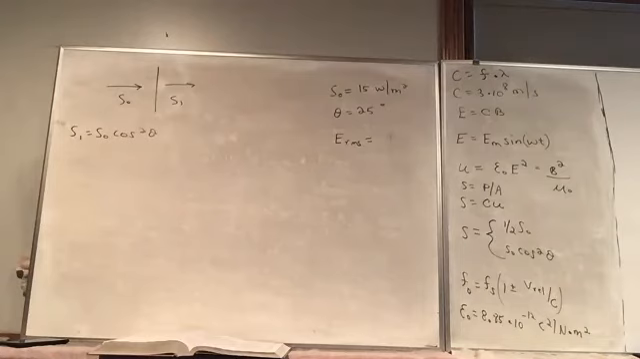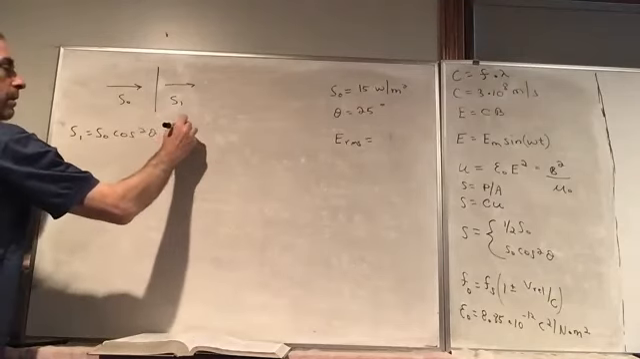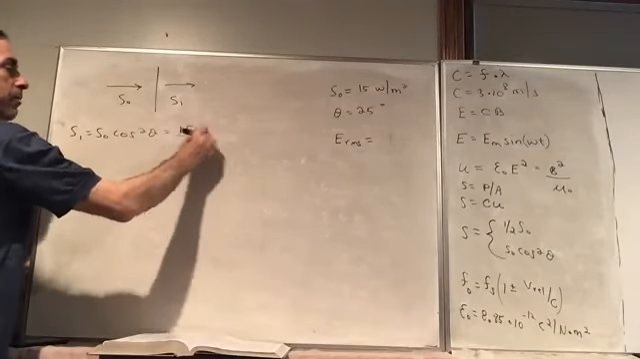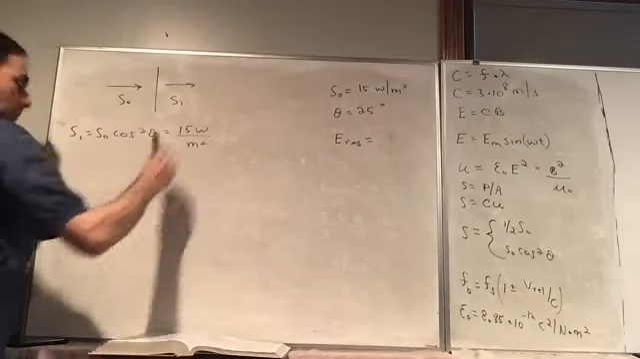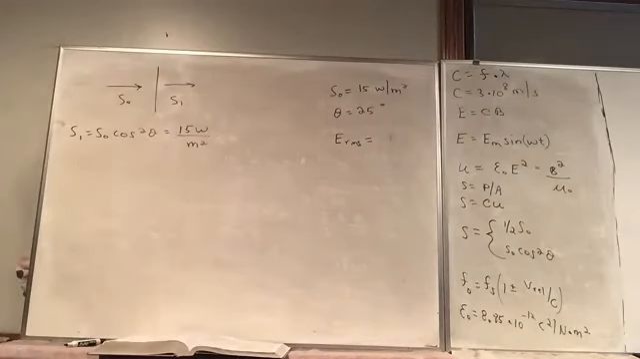That'd be the incident intensity times the cosine squared of the angle. So 15 watts per meter squared. And so you do cosine of 25.